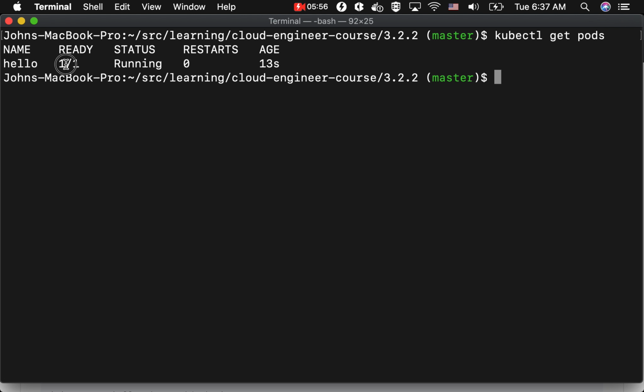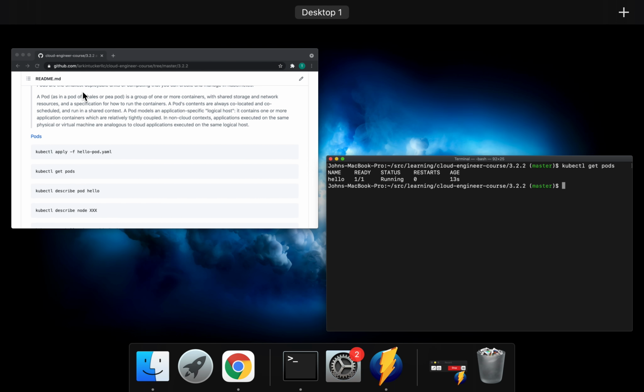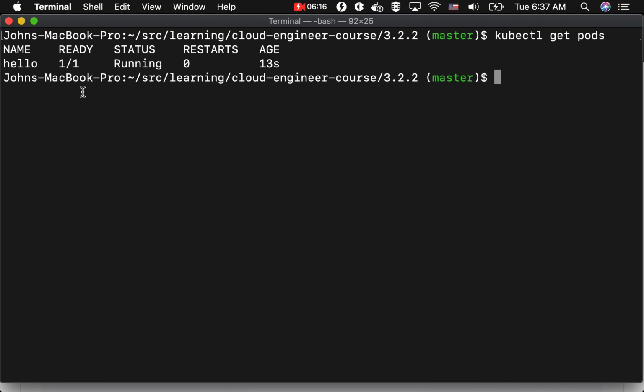And this one of one, by the way, this says one container is ready out of one total. So we only have one container and it's ready. So that's the one of one. But if you had like 5 containers, you'd have 5 on the right side here. Okay, the next command we'll look at is describing the pod.